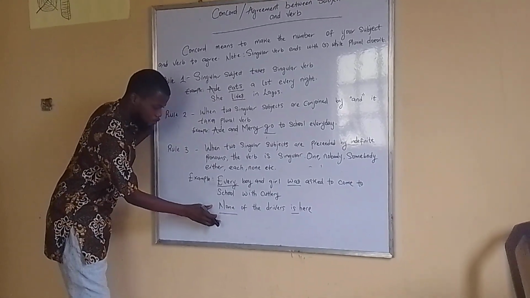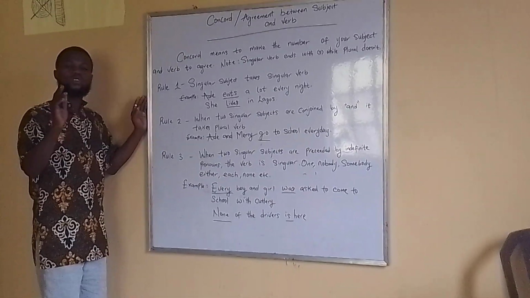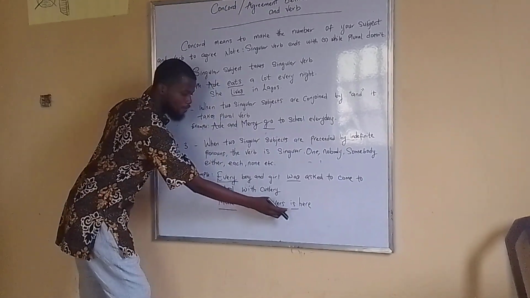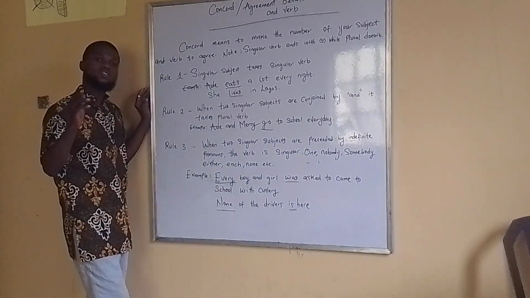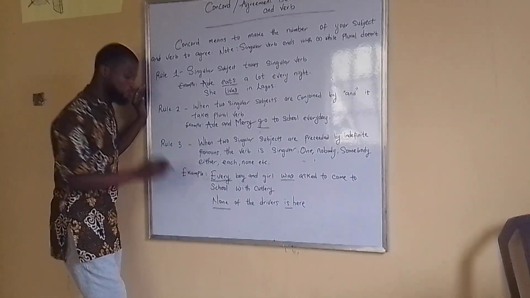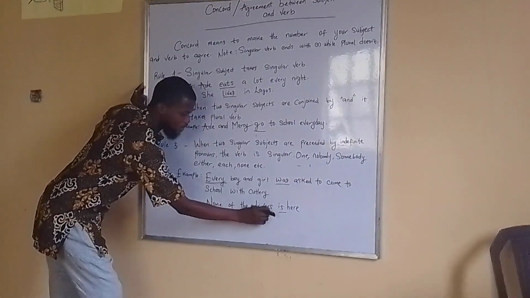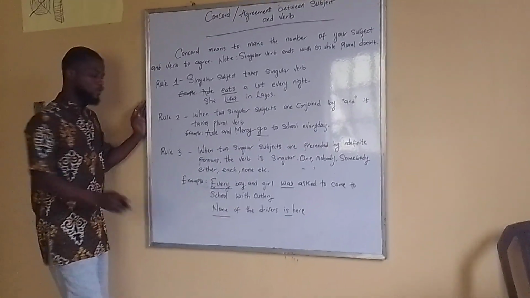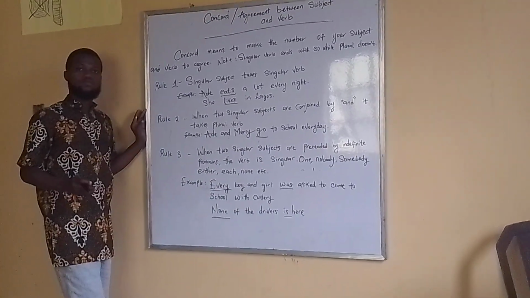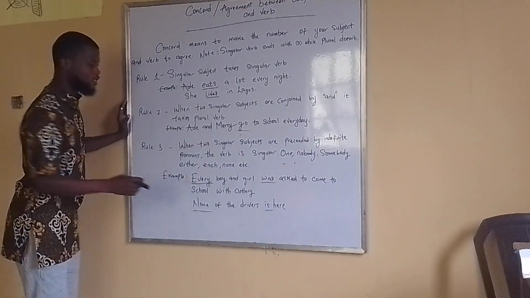Now the second example says, none of the drivers is here. Now don't let this confuse you. Because we have the word drivers here does not mean that we should use the word are. So it shouldn't be none of the drivers are here. It should be none of the drivers is here. Because of the first word we have here, which is none. And none is an indefinite pronoun.